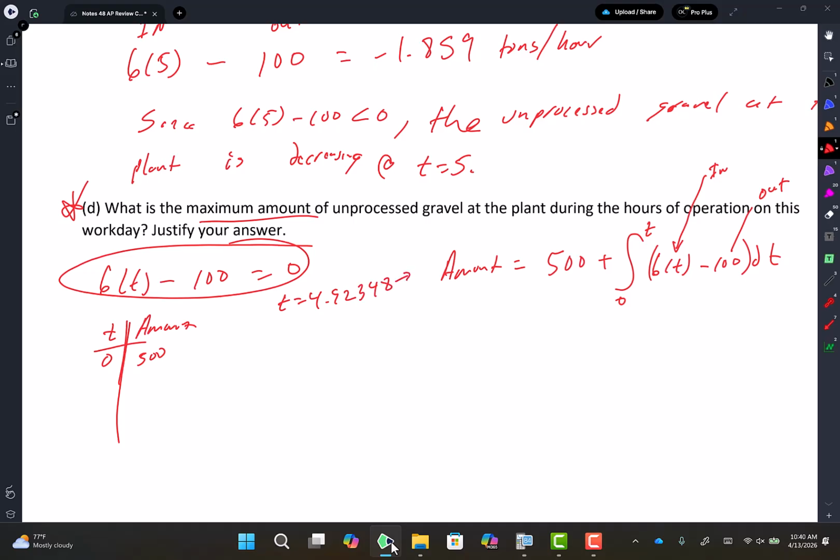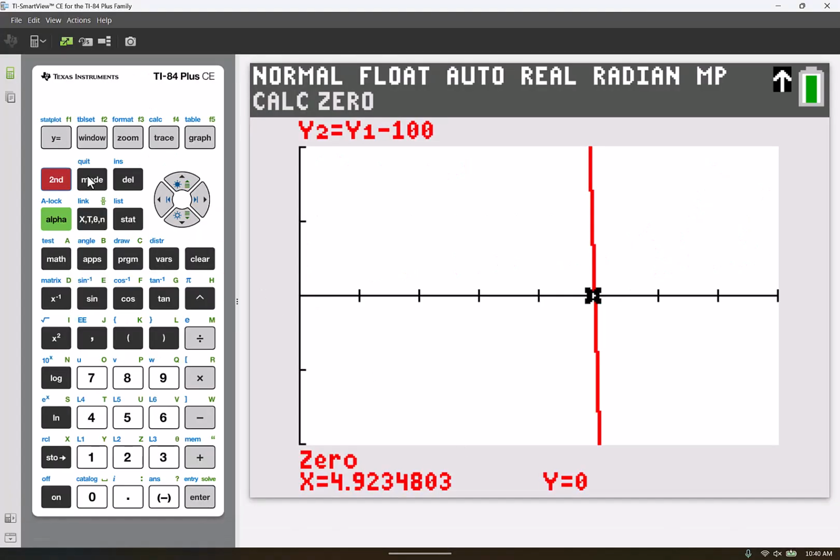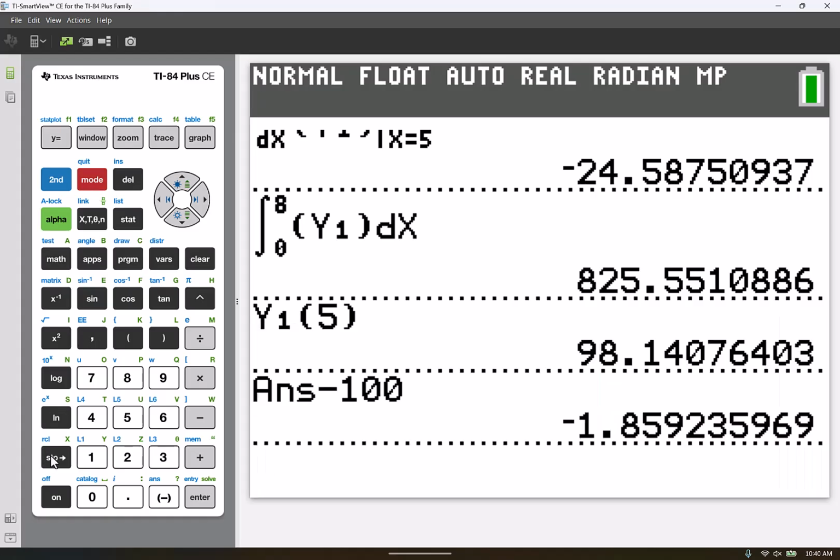92348, I'm going to store that to A. So there it is, I'm going to put A there. So here we go, guys. Second quit. Don't worry, I'm almost done. X store to A.